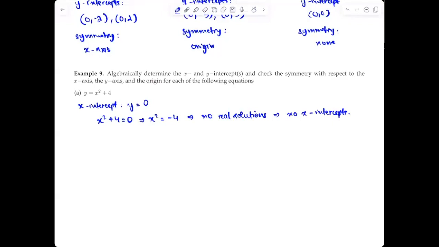And then for the y-intercept, you set x equal to 0 and you solve for y. So 0 squared plus 4, implying that y equal to 4. And you conclude that the y-intercept is 0, 4.